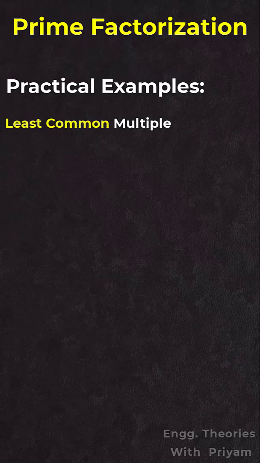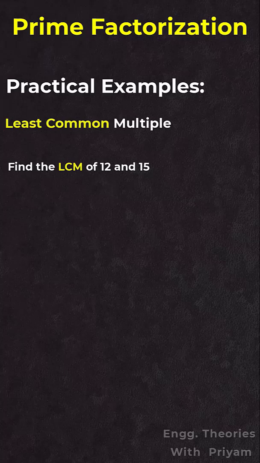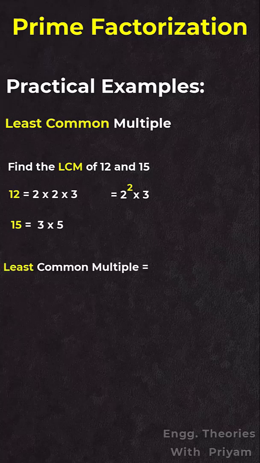Least common multiple. To find the least common multiple of two numbers, we can use this prime factorization. Now let's find the least common multiple of 12 and 15. So prime factorization of 12 is 2 raised to the power 2 times 3, and prime factorization of 15 is 3 times 5. So take the highest power of each prime, that is 2 times 2 times 3 times 5, which is 60. So LCM of 12 and 15 is 60.